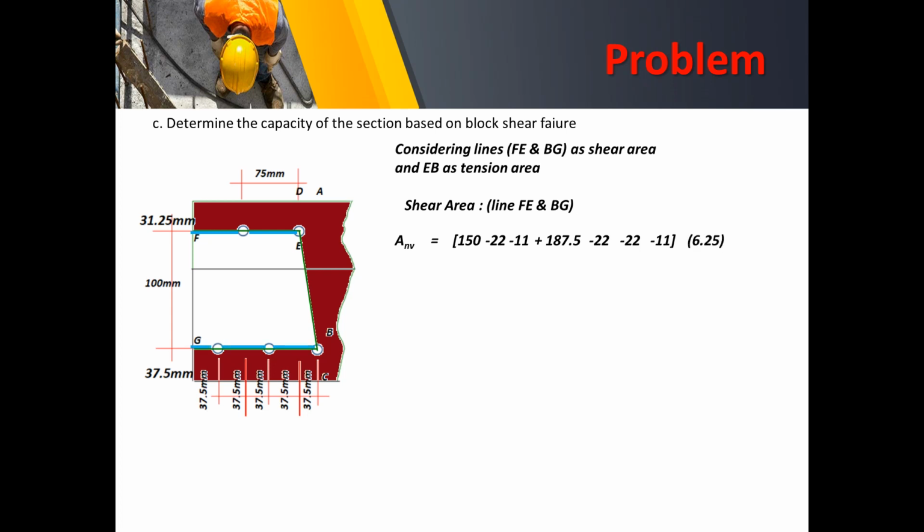So all we need is to multiply that by our thickness, 6.25. And this will be our net shear area, equal to 1,559.375 square millimeters.